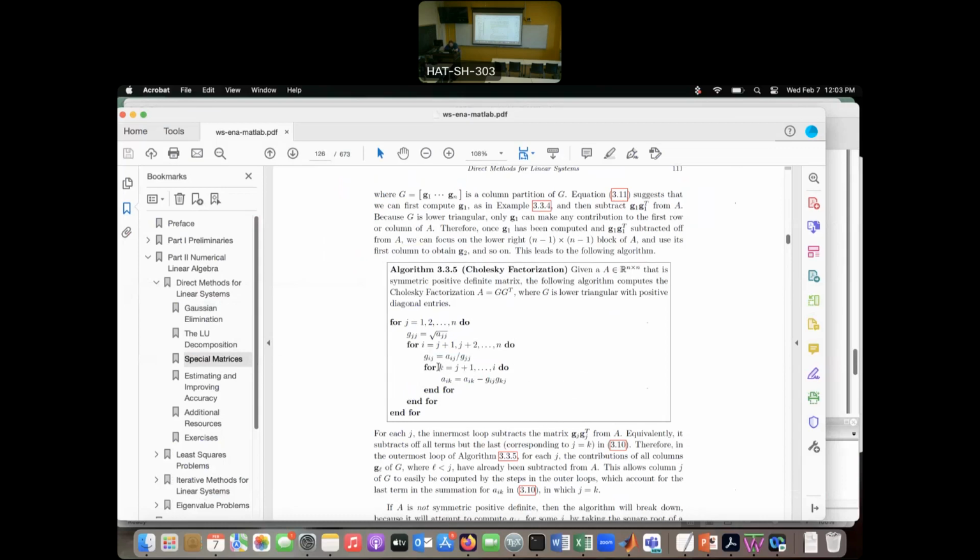Also notice that k only goes from j plus 1 up to i. What that means is i is greater than or equal to k, which makes sense because that's the lower triangle.